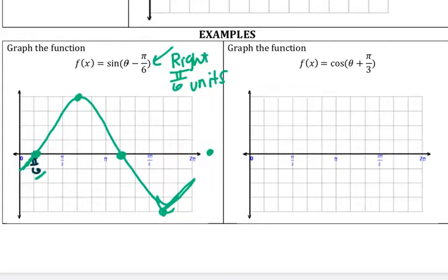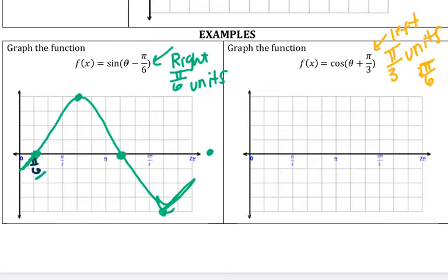So now if we're doing it for cosine, this is actually going to shift to the left pi over 3 units. So this shifts it to the left pi over 3 units. And pi over 3 is actually the same thing as 2 pi over 6, which is basically 2 of these squares. So each one is worth 1 pi over 6. So 2 pi over 6 is going to be 2 squares.